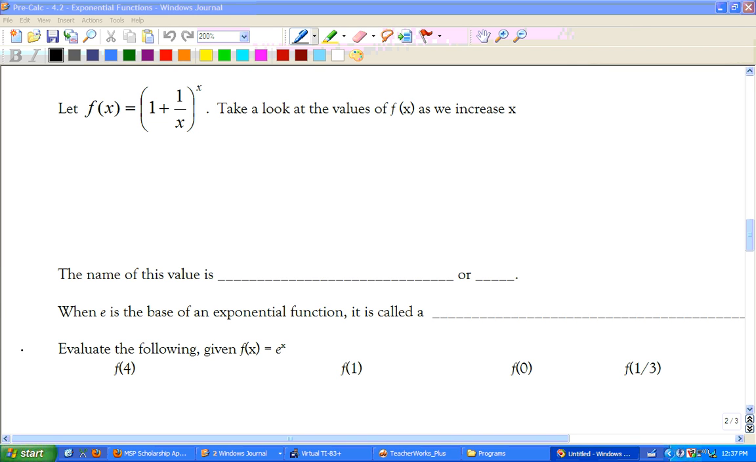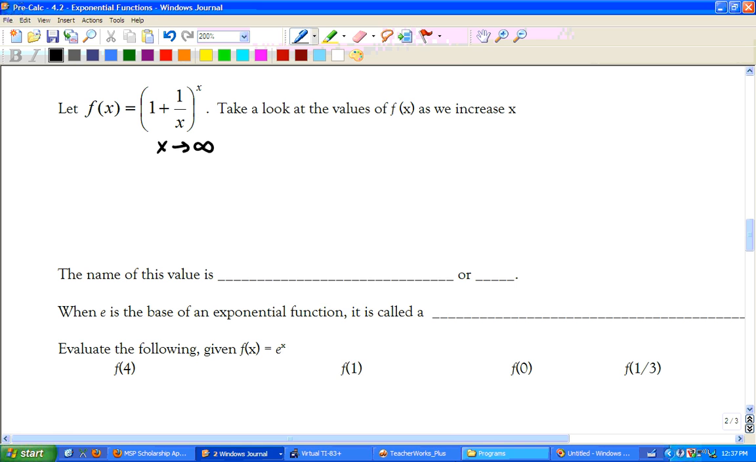Welcome back, pre-calculus students. We're going to look at a very special function and one of its properties. The function is (1 + 1/x)^x. What we're going to examine is what happens when we have x approach infinity. In other words, we're going to keep plugging in bigger and bigger numbers.